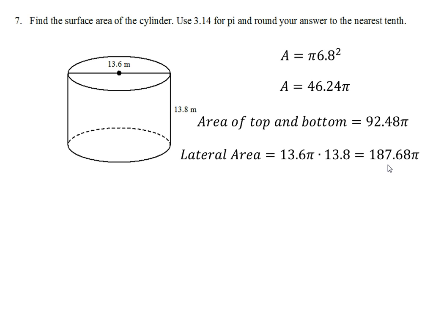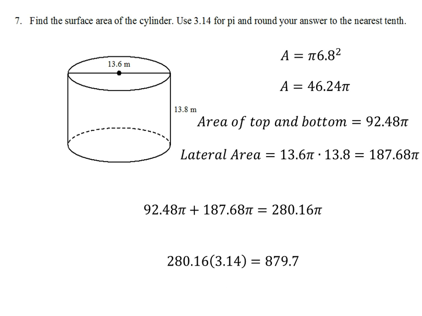So the surface area of the whole thing is the area of the two circles that we found plus the lateral area, which is 280.16 times pi. Now we can use that 3.14 for pi and get 879.7. So the surface area of this is 879.7 meters squared, if you want to be technical.